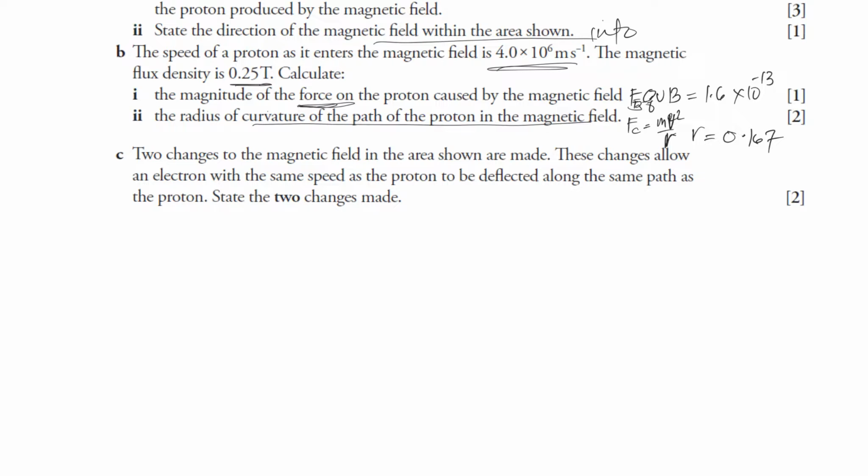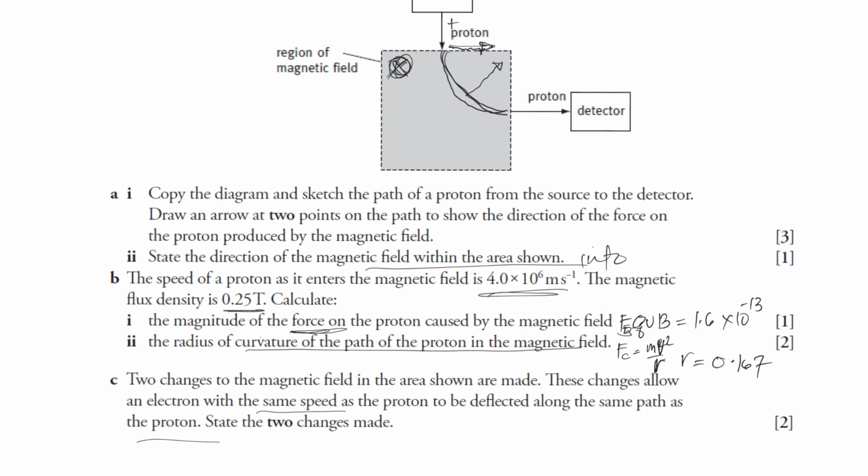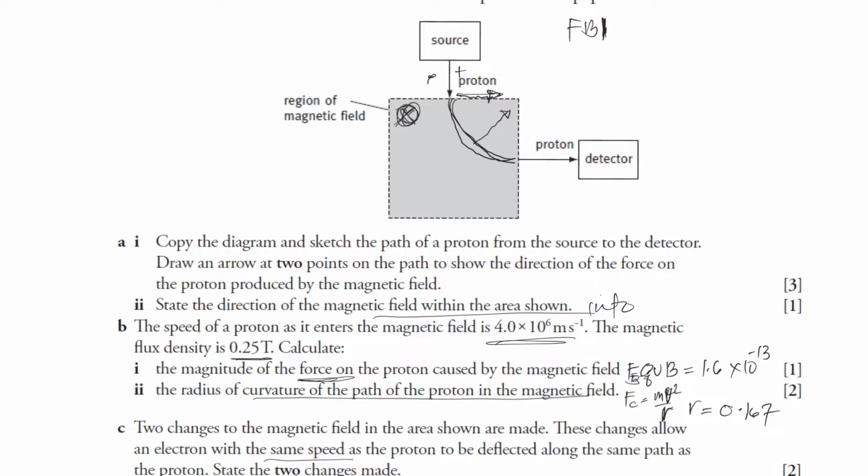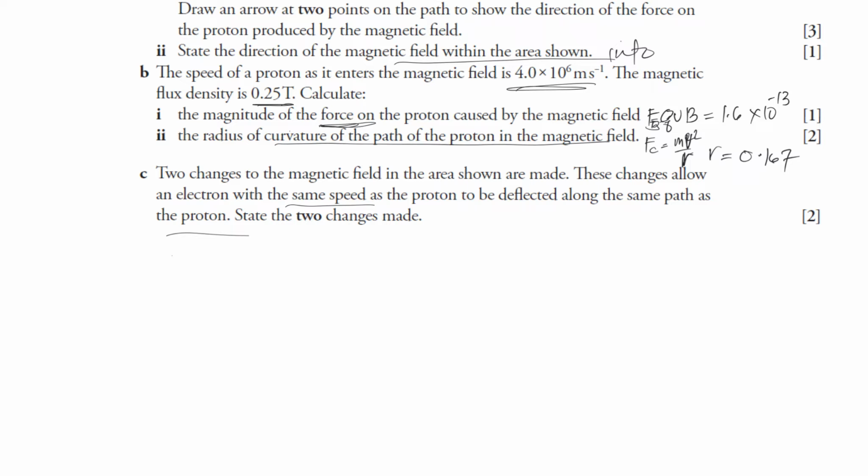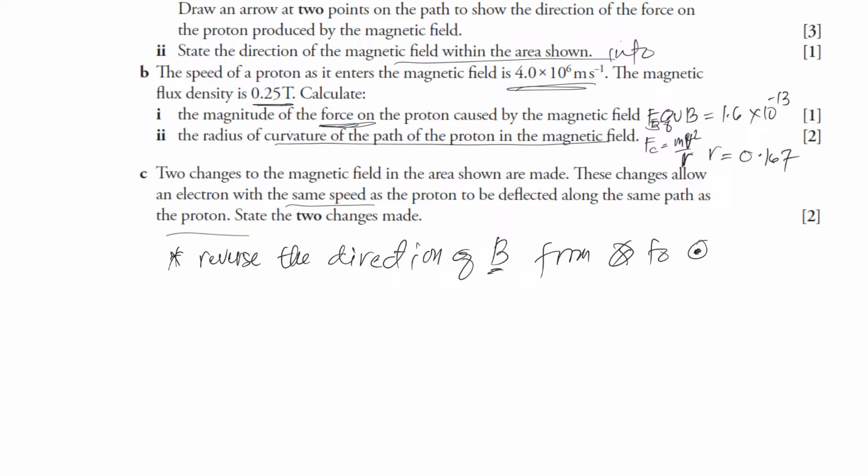Two changes to the magnetic field in the area are shown. These changes allow the electron with the same speed as the proton to be deflected along the same path of the proton. So it means you change from proton to electron, and you want the force to remain in that direction. So we need to reverse the direction of the B. That's one. So one of the changes here is to reverse the direction of magnetic field strength, from into the page to out of the page.